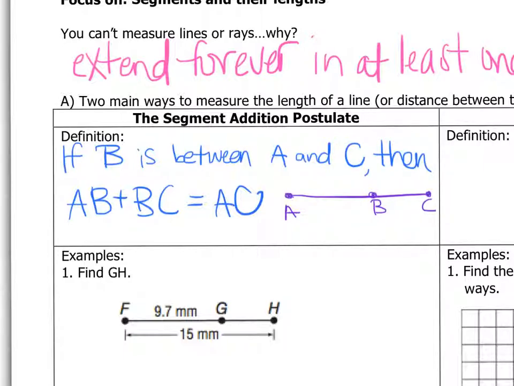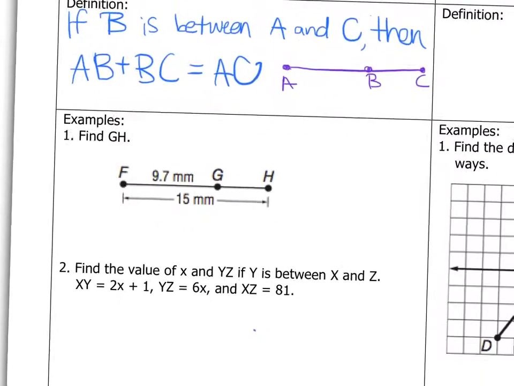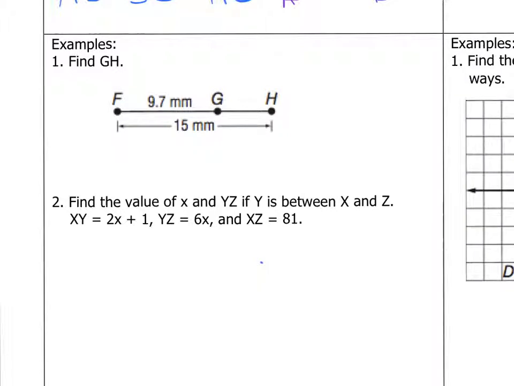Alrighty, if you go straight down in that column, we have a couple of examples. The first example says to find the length of GH. It's always a good idea to mark in a color what you are looking for. Find the length of GH. Griffin, how can we find the length of GH? Yep, subtract 9.7 from 15.